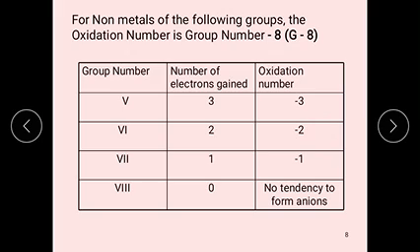For seventh group elements, they are capable of taking 1 electron. When it gains one, it attains stability. Whenever it gains 1 electron, the oxidation number of that nonmetal is taken as -1.